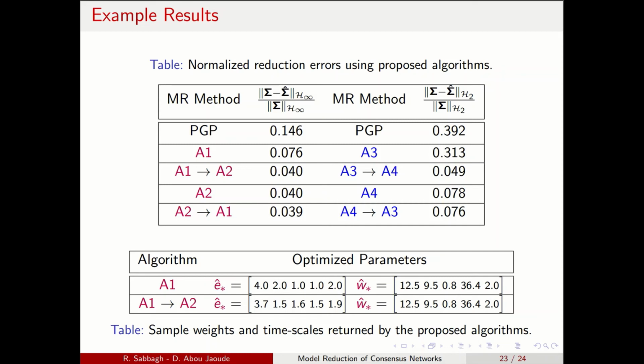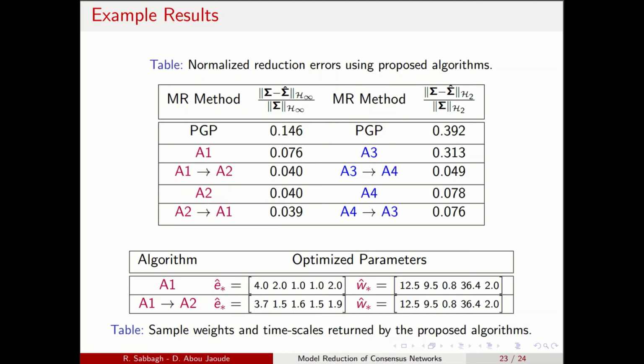The first table compares the normalized H-infinity and H2 reduction errors of the Petrov-Galerkin projection framework to the ones obtained using our proposed algorithms. For example, algorithm A1 performs a tuning of the graph's edge weights to minimize the H-infinity norm, whereas algorithm A1 arrow A2 fixes this tuned edge weight matrix and then tunes the nodal timescales via algorithm 2. And it can be seen that a significant decrease in the reduction error is obtained when the nodal timescales are parameterized and tuned in addition to the edge weights.